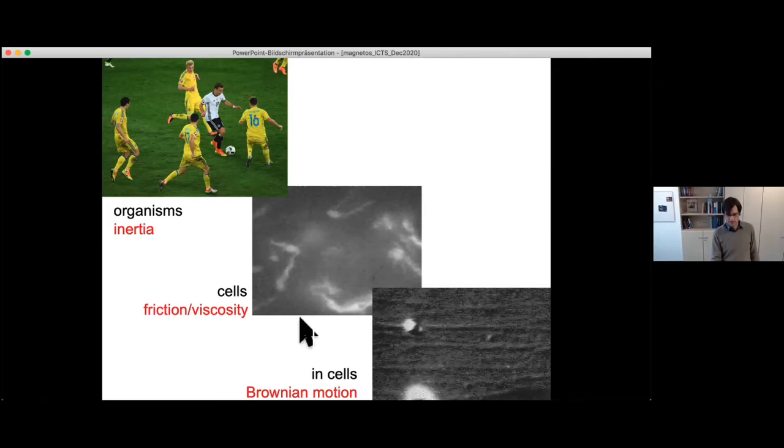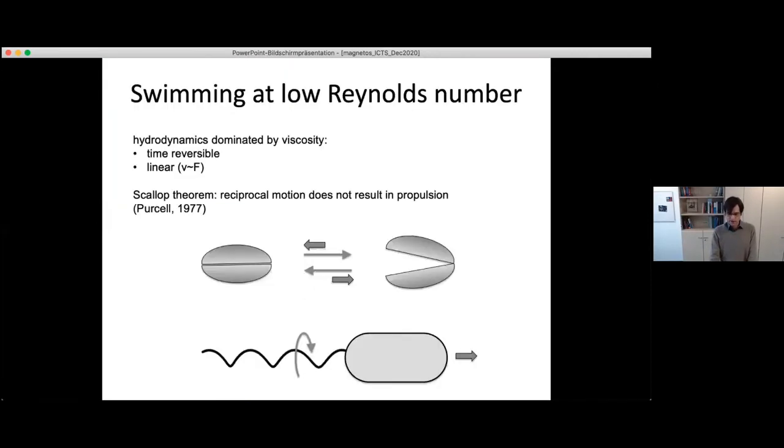And again, we look at the middle case here. In terms of hydrodynamics, because we're talking about swimming, this high friction case is the case of low Reynolds number hydrodynamics. And if we have hydrodynamics that is dominated by viscosity, there are two important properties of that hydrodynamics, namely it's time reversible and it's linear. So velocities are proportional to forces.